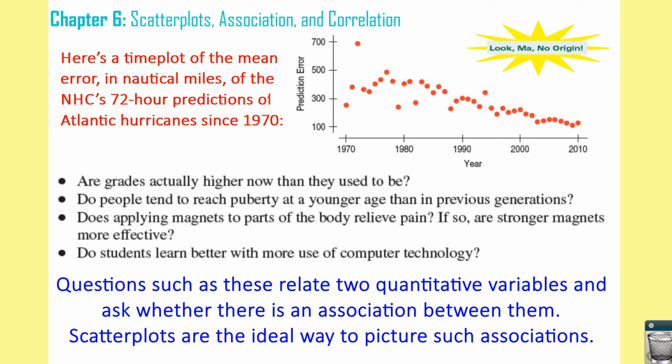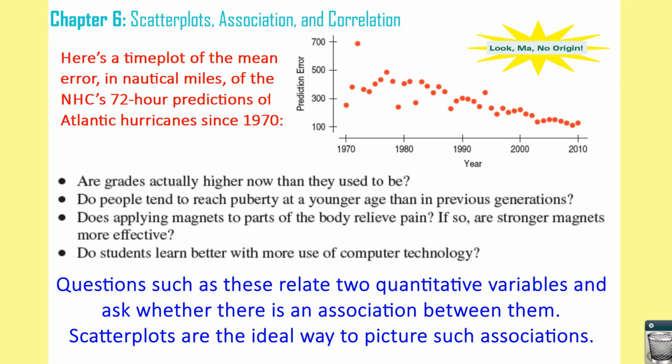Sometimes we ask ourselves these types of questions. Are grades actually higher now than they used to be? Do people tend to reach puberty at a younger age than in previous generations? Do applying magnets to parts of the body? Blah, blah, blah. All right, we can graph these in a way that makes it easier for us to understand.